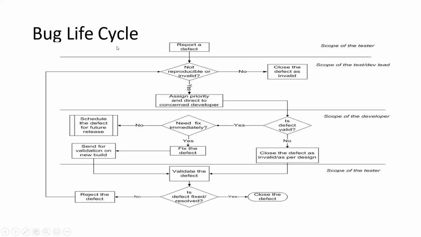This is the bug life cycle, starting with the reported defect, and then we check whether it is reproducible or not. If it is not reproducible, close the defect. If it is reproducible, assign priority and severity to the defect, and assign the defect to the developer. The developer checks whether the defect is valid or not. If yes, they will fix the defect immediately and send it for validation on a new build. We receive the new build and validate the defect. If it is fixed, I will give the fixed status, else it is not fixed, and it goes for another cycle of retesting.